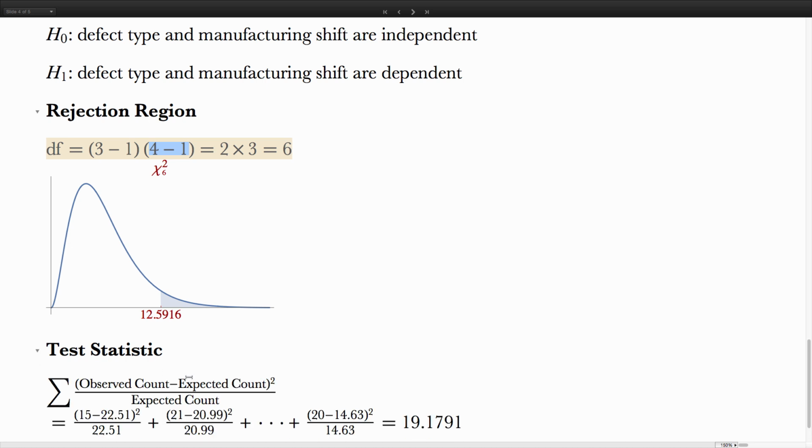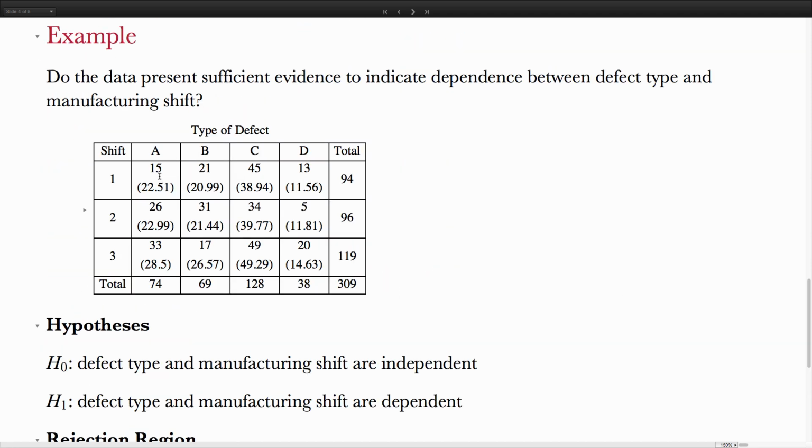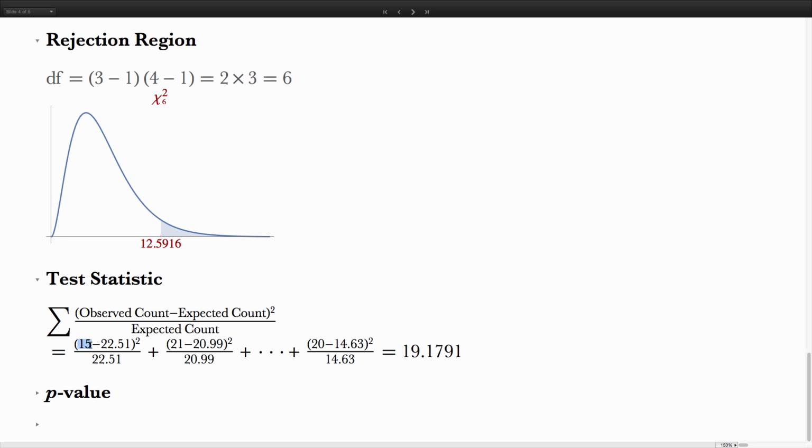For the test statistic, let's go up here and look at the first cell. In the first cell, the observed count was 15, and the expected count was 22.51. Okay, so we're going to apply the formula observed minus expected squared, that's 15 minus 22.51 squared, divided by the expected count. And we're going to do that for each cell. So for the second cell, it comes out to this expression, and then the last one is this expression, and then if we add them all up, we get 19.1791. So in other words, it's much larger than the critical value, so it's in the rejection region.